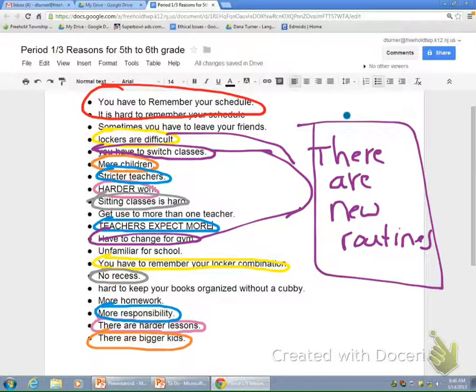So sometimes you have to look at all the reasons you listed and say to yourself, okay, can I group these? Maybe they're more examples and not really reasons, and I can come up with a big reason based upon the examples. So using what I just did, is there any other way we can categorize or reword these reasons? Let's come up with a better way to phrase this. Harder lessons, harder work, and stricter teachers can all go together. So talk it over, come up with a better way to craft that reason. And when I say craft, I mean word it in a really elegant, sophisticated, middle school kind of way. So go ahead.